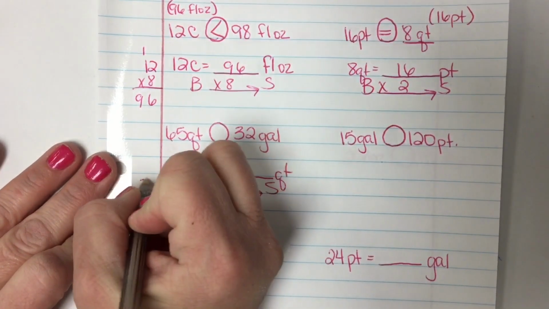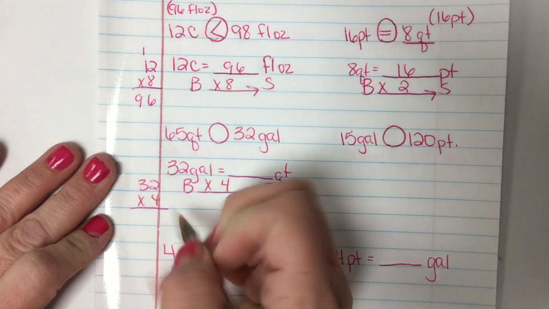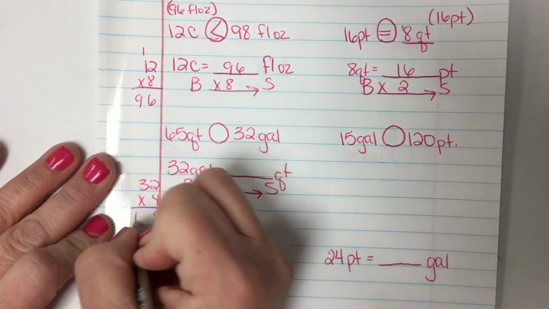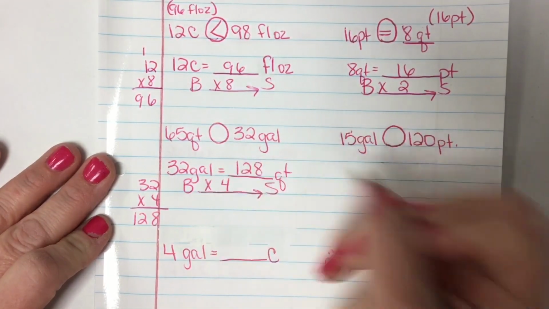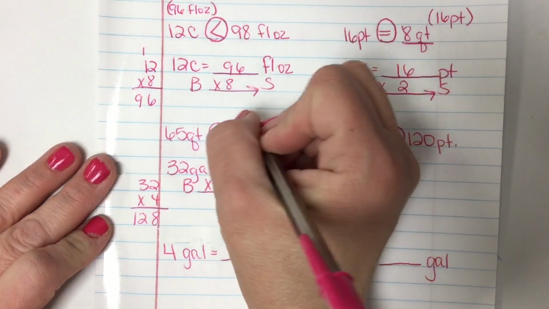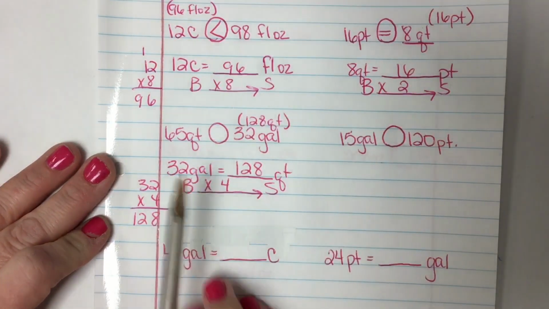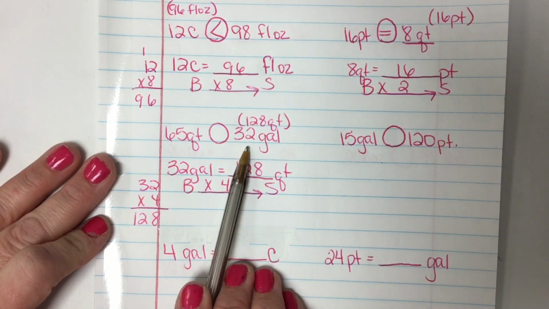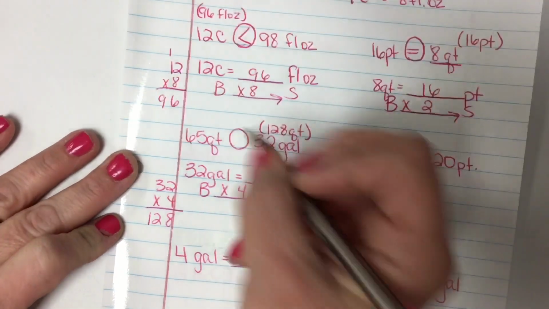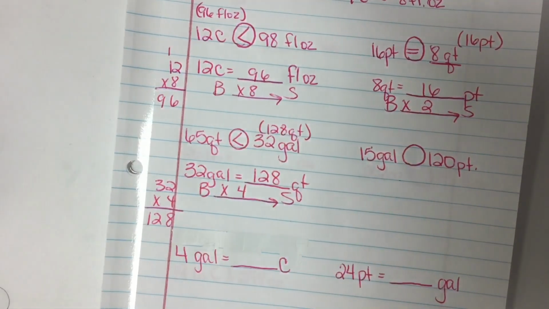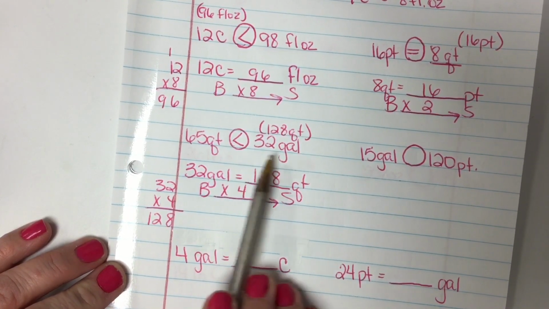Okay. 32 times 4. 4 times 2 is 8. 4 times 3 is 12. So 32 gallons is 128 quarts. So 65 quarts, 32 gallons, which is 128 quarts. So that means 32 gallons is greater. So 65 quarts is less than 32 gallons.